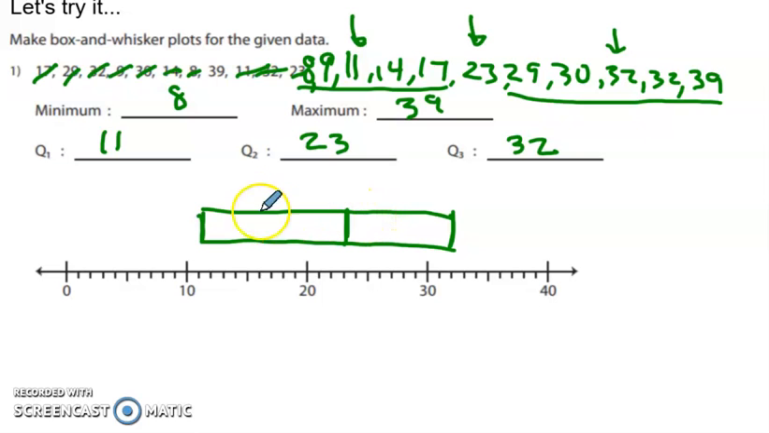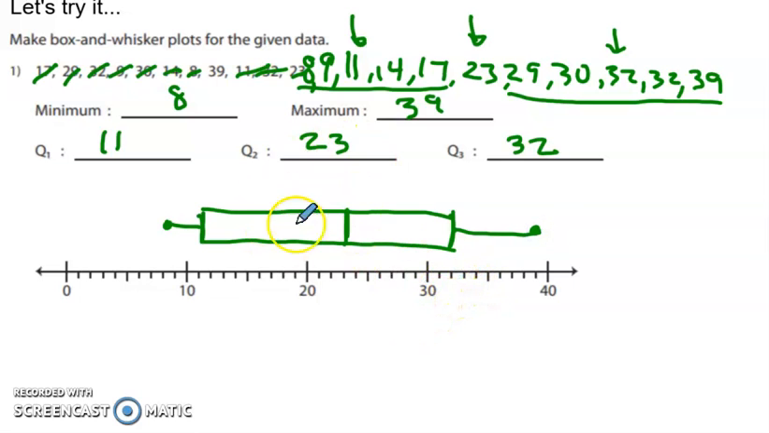And now we're going to draw our whiskers in. Our lowest number is 8. I'm going to find 8 on here. Looks like it's right about there. And our highest number is 39. It goes up to here. And then we're going to draw in our whiskers. And that's called a box and whisker plot.